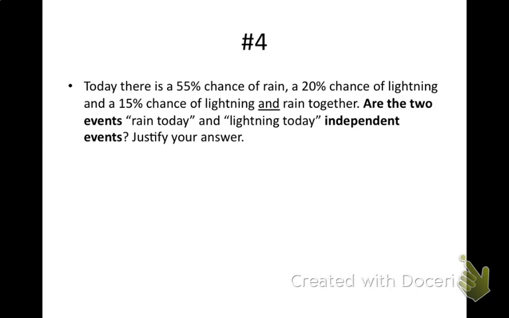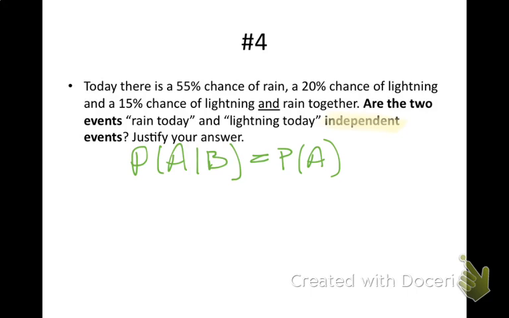Alright, here's the back of review 1. It says today there is, well, let's jump ahead to the end. Let's read through what we're actually trying to figure out here. It says, are the two events independent? Alright, so that means we want to figure out if the probability of A given B equals the probability of A. I'm not going to use A and B because I want to use R and L.